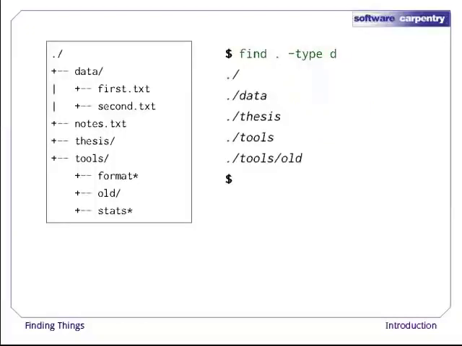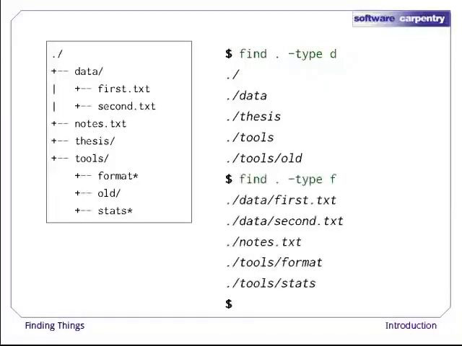Sure enough, find's output is the names of the 5 directories in our little tree, including dot, the current working directory. If we change -type d to -type f, we get a listing of all the files instead. Find automatically goes into subdirectories, their subdirectories, and so on to find everything that matches the pattern we've given it.